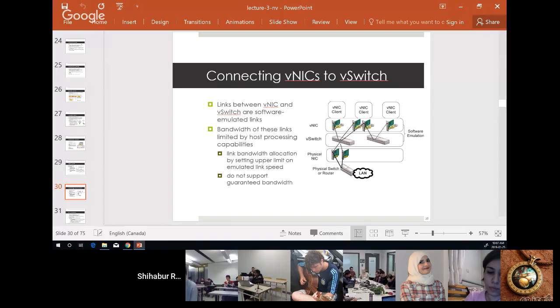Okay. And the virtual link is still in the cloud, it's not a physical link either, right? A virtual link can be a software emulated link, like in this case, but it can also be a partition of a physical link.